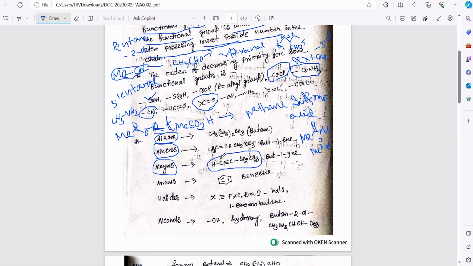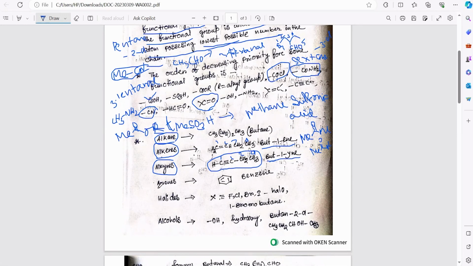Now we'll go for the nomenclature. Suppose we start from here: 1, this is 2, this is 3, this is 4. So what happened? But-. Why but-? Because four carbon is there. So that is why we can say but-. Here also you can say but-, butane, where ane is coming from the alkane. And here, alkene, but-. Here also 1, 2, 3, and 4. In one carbon there is a double bond, so that is why but-1-ene. And here 1, 2, 3, 4, so but-1-yne. So this is but-1-yne.